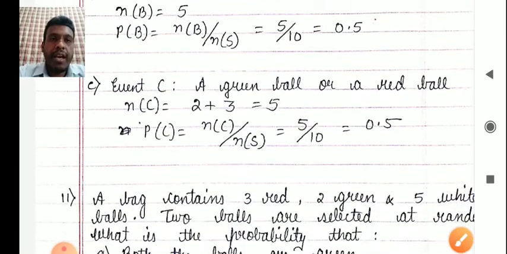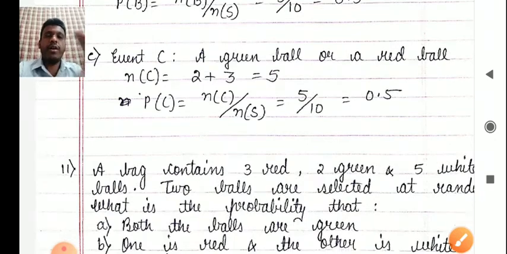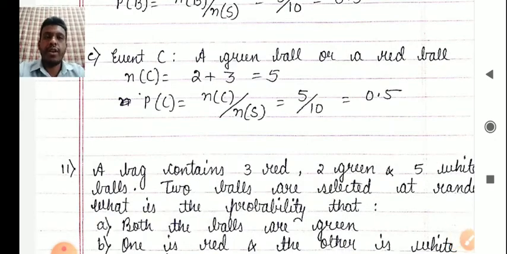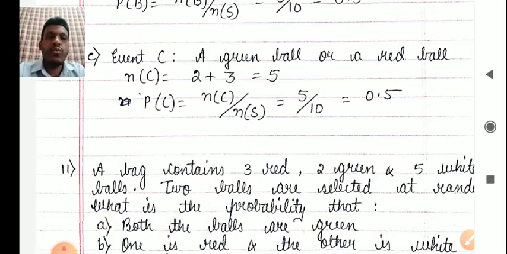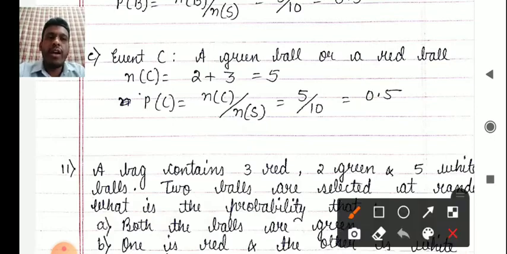Suppose you are putting your hand in the bag and picking up two balls. One ball is green and the other ball is red in color. Now this is the case. So total how many items will be there in your set C?